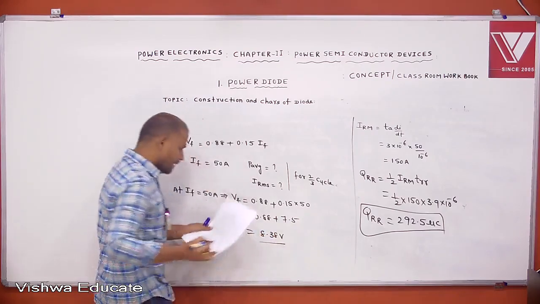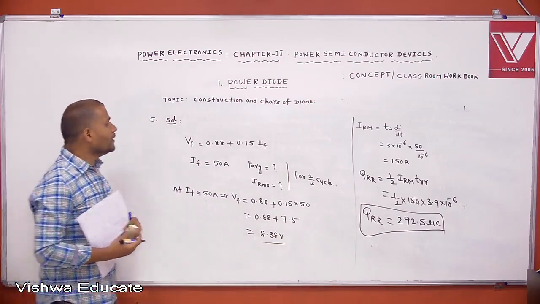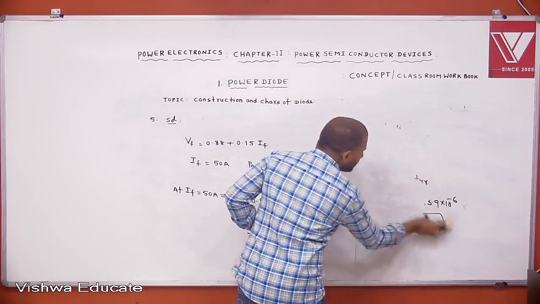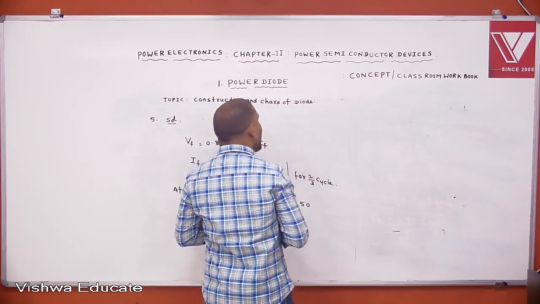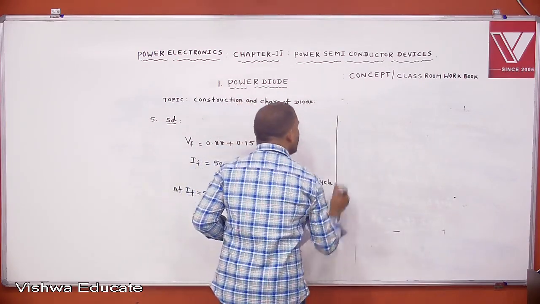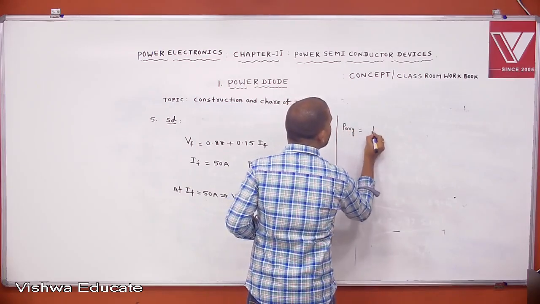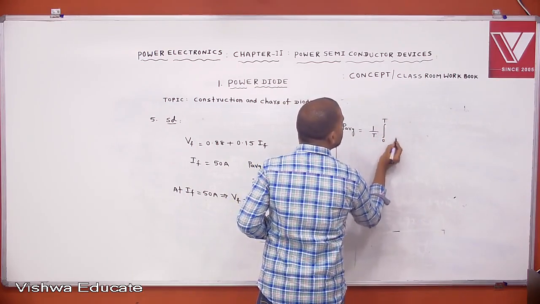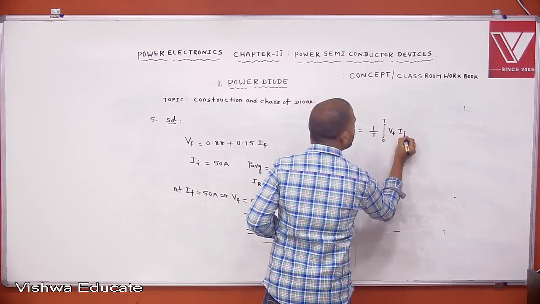8.38 volts, this we can get. Understood? Then you want to calculate average power loss and RMS current for 2 by 3 cycles. Then what is the average power loss? You tell me. First one, average power loss equals 1 by T integral 0 to T VF into IF into dt.